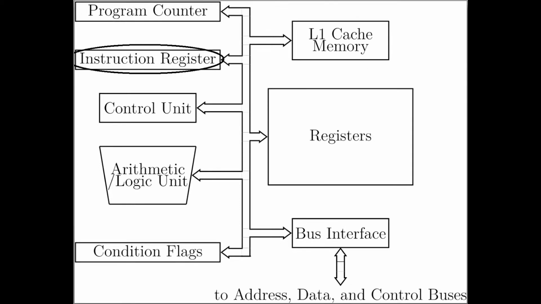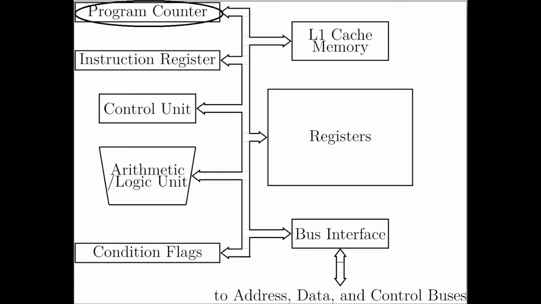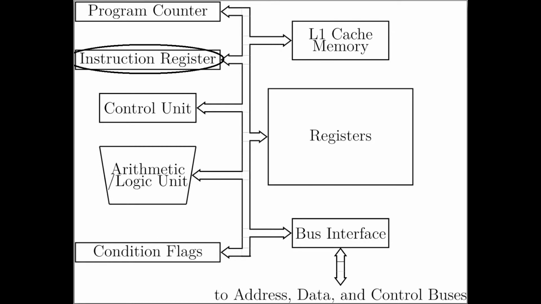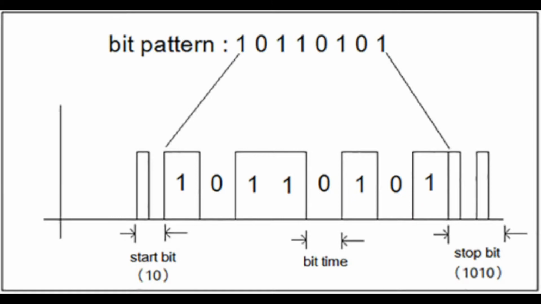Next, we have the instruction register, also known as the current instruction register. This holds the instruction that's currently being executed. Next, we have the control unit. Once the instructions have been fetched and are ready to be decoded, the program counter will update its address to the next address of instructions, and the current instruction register will send its instruction to the control unit to be decoded. The instructions are in the form of bit patterns stored in memory.